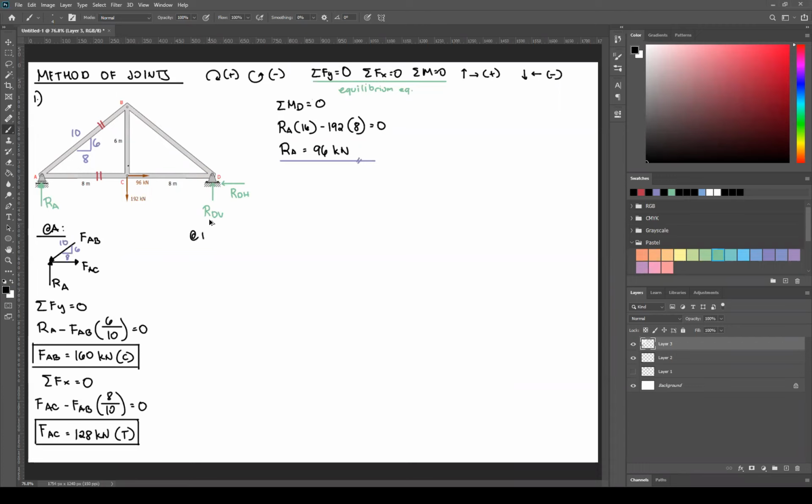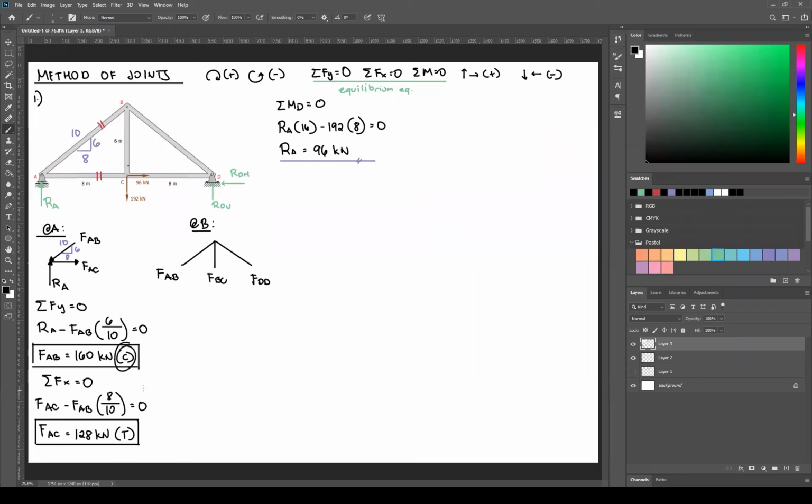So at B, again, draw. You can start with drawing the lines first without the direction. Okay. And then this is your FAB, FBC, FBD. And then apply the directions we already know.